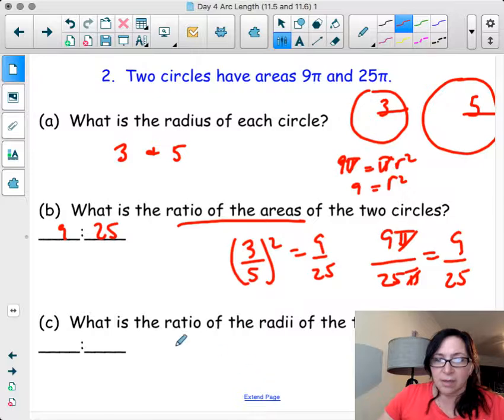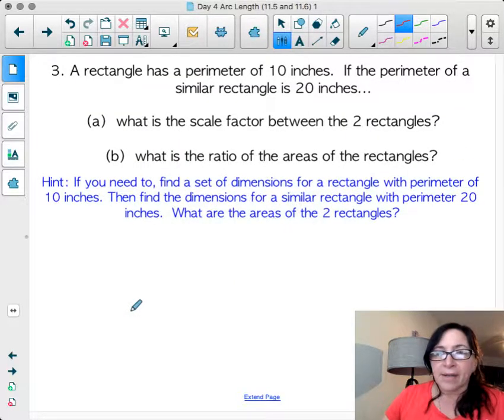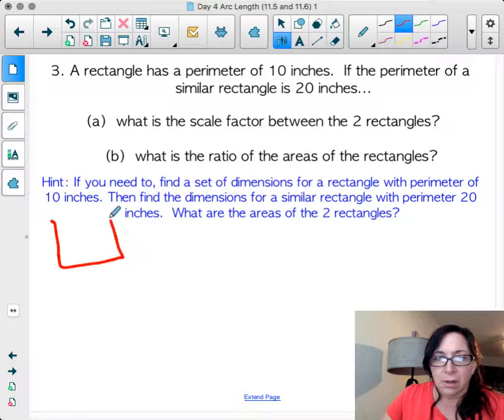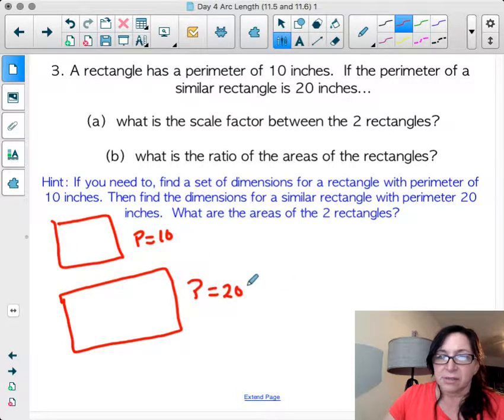And lastly, what is the ratio of the radii? Well, that's just 3 to 5. A rectangle has a perimeter of 10 inches. So we have a rectangle, and then we have another rectangle. And it says the perimeter for the first rectangle is 10 inches, and the perimeter for the second rectangle is 20 inches.